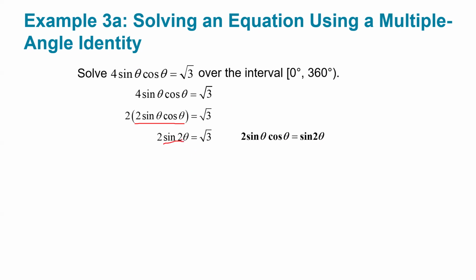And we need to get our double angle by itself. So what do I need to do? Divide by 2. Now, this is where they mess up in their notes. The entire square root is not over the 2. It is just over the square root of 3.